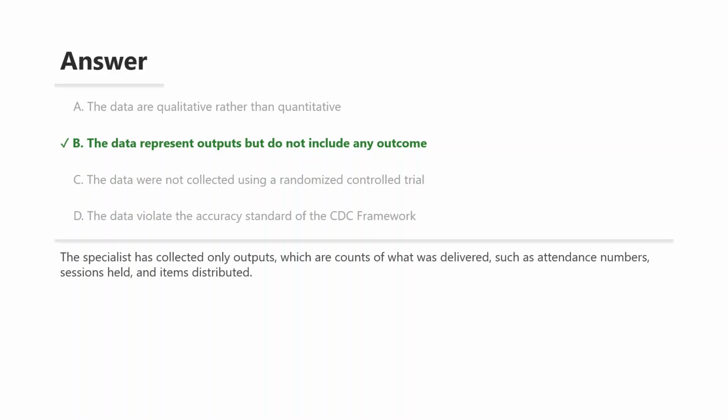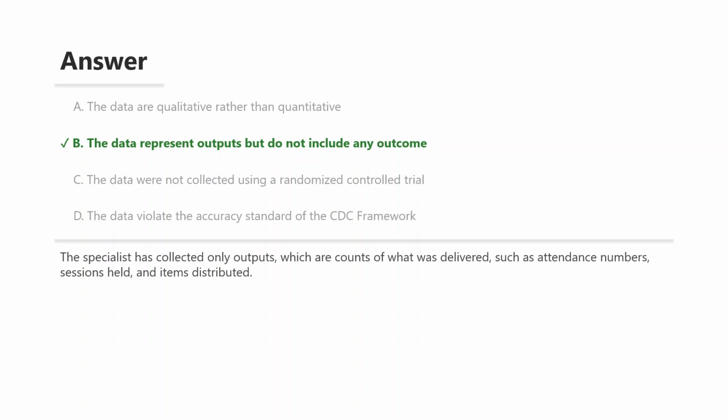The correct answer is B. The specialist has collected only outputs, which are counts of what was delivered, such as attendance numbers, sessions held, and items distributed. None of these measures tell us whether employees actually changed their knowledge, behavior, or health status as a result of the program. The supervisor is asking about outcomes, which require different types of data collection.